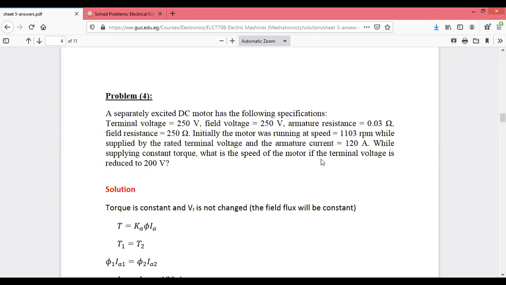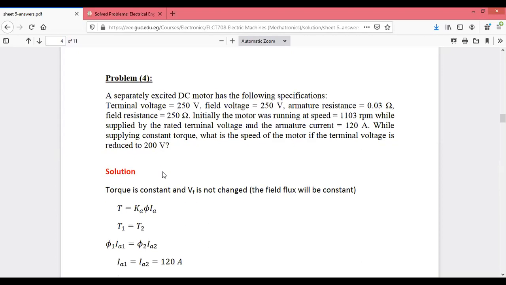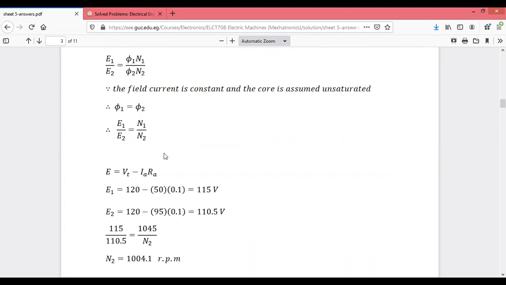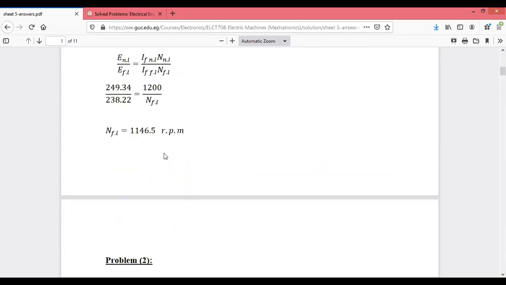What is the speed of the motor if the terminal voltage is reduced to 200 volt? So they have given that the voltage is 200 volt. But now the torque will not change, it will remain constant. So you have the equation T1 equal to T2, and if you consider that the motor is not saturating, it is unsaturated, here we have considered phi 1 equal to phi 2.